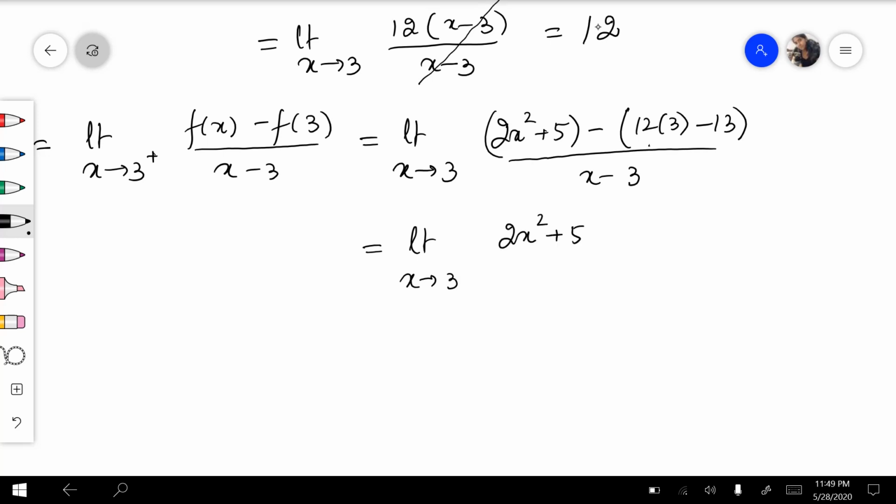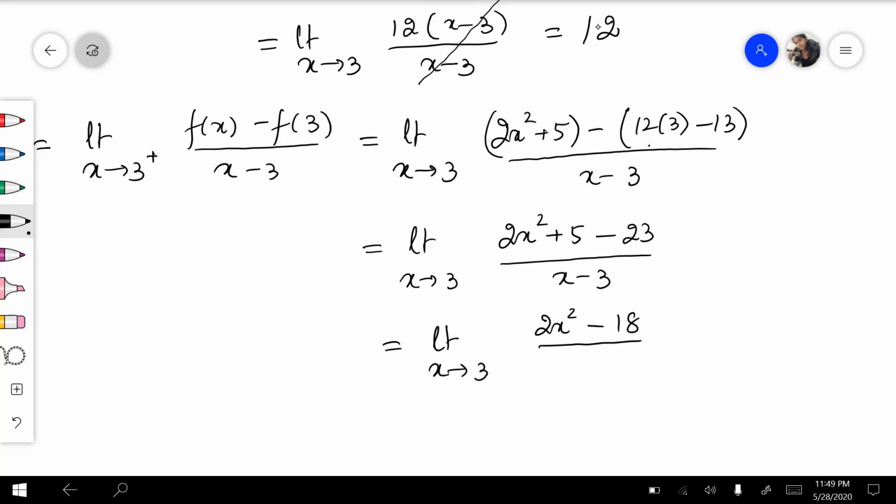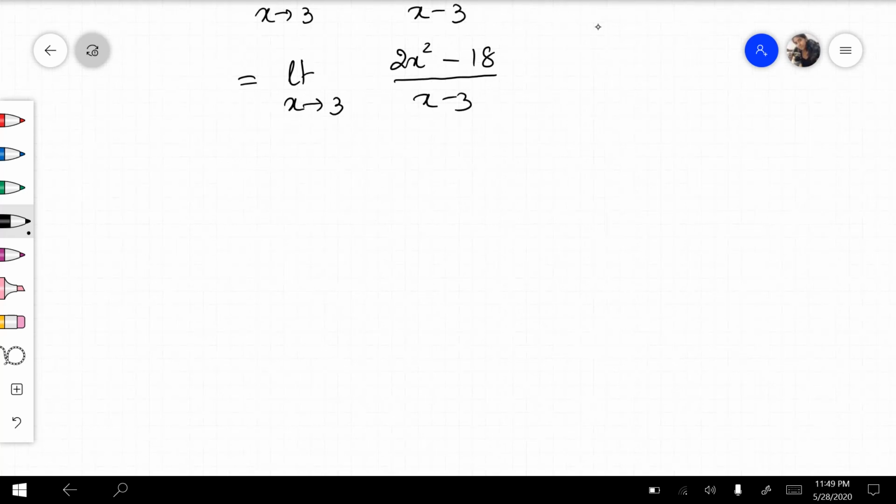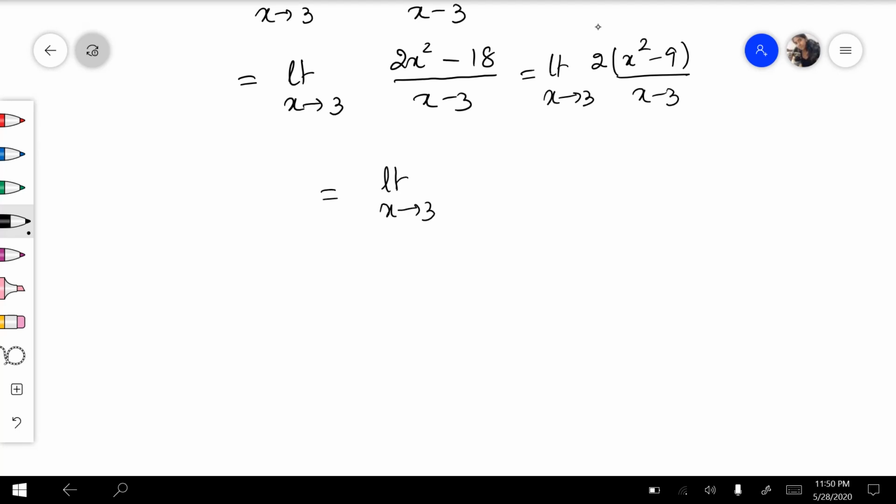which equals to limit x approaches to 3, 2x square plus 5, 36 minus 13 is 23 upon, which is equal to limit x approaches to 3, 2x square minus 18 upon x minus 3, which is equal to limit x approaches to 3, 2 common x square minus 9 upon x minus 3, which is equal to limit x approaches to 3, 2 times x minus 3 into x plus 3 upon x minus 3, and this x minus 3 and x minus 3 cancel.